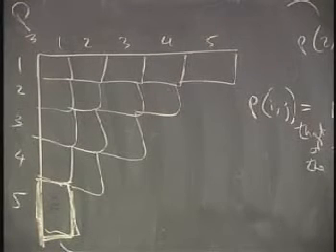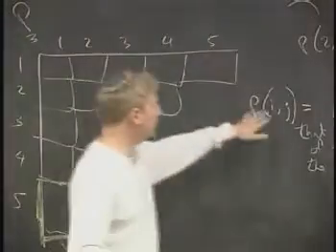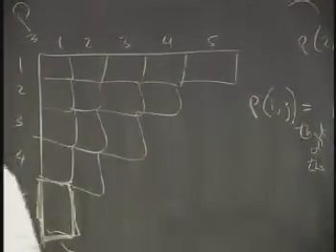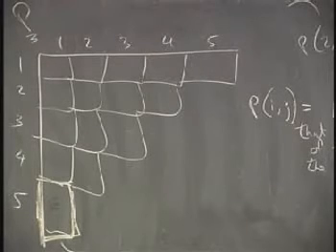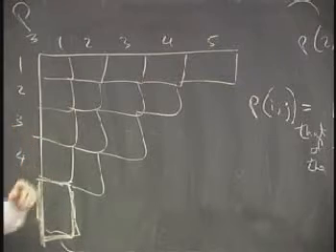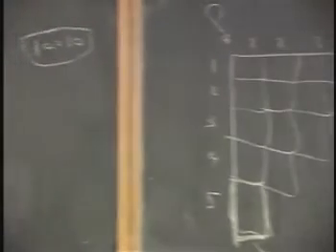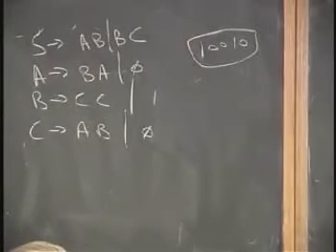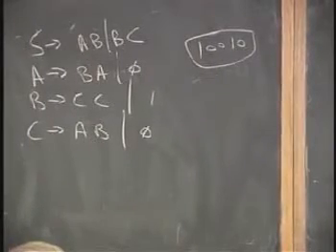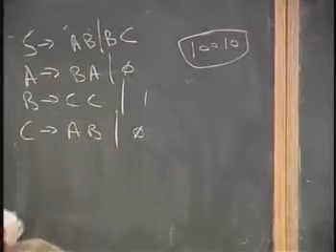Let's use this definition now and try to fill in this table. What are the easy ones to fill in? What are these subproblems that you can answer quickly? The ones where j is 1. The ones where you're generating one character. What capital letters here can generate a single character? Say the character 0. A can generate 0, C can generate 0. How do you figure it out?